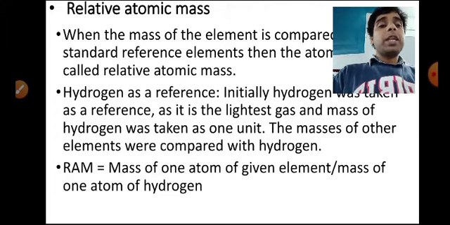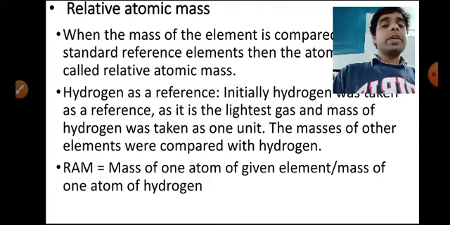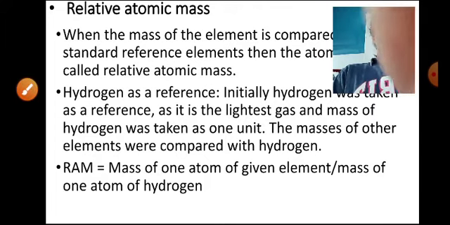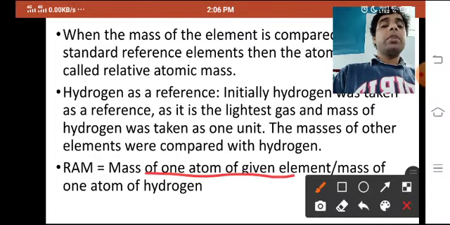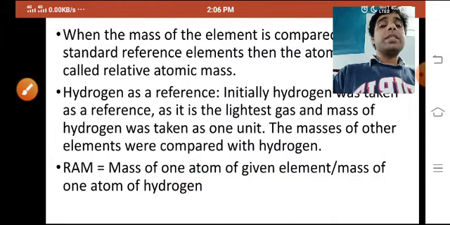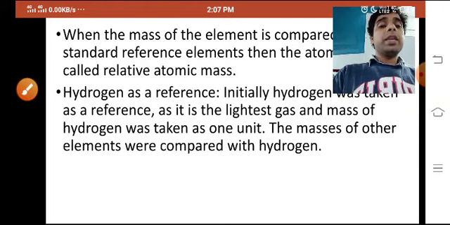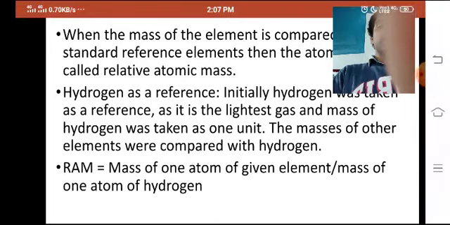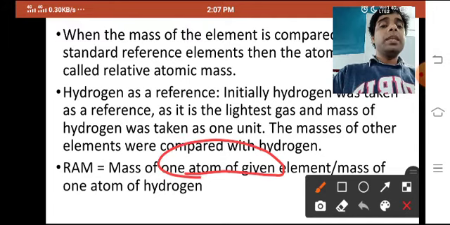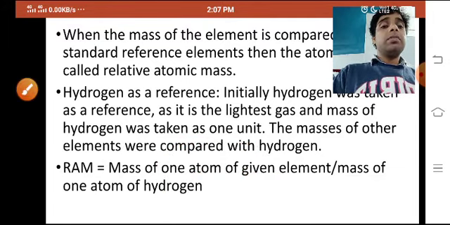How can you calculate the RAM, meaning relative atomic mass? Relative atomic mass is the mass of one atom of the given element upon the mass of one atom of hydrogen. Here I have written the reference material; every time I will write the reference material. The mass of one atom of the given element is in the numerator, and the reference material is in the denominator.